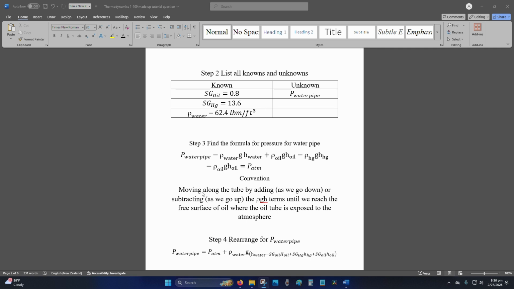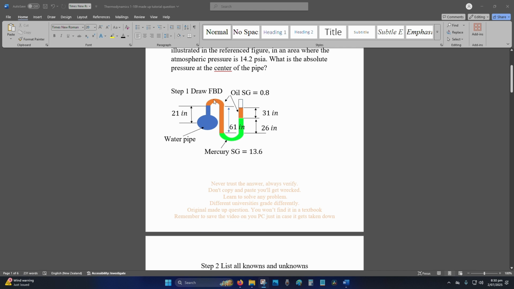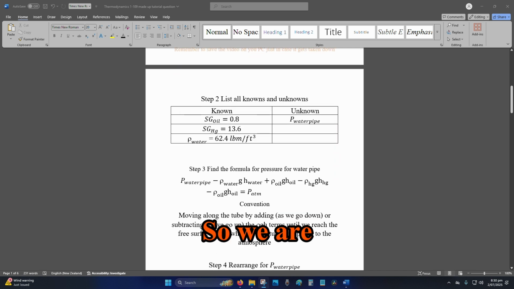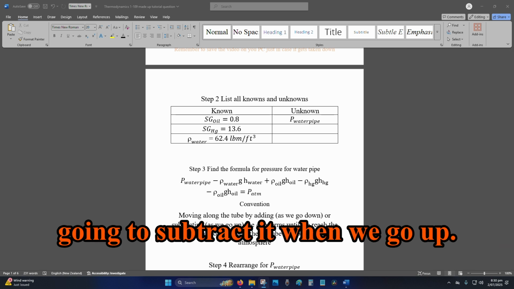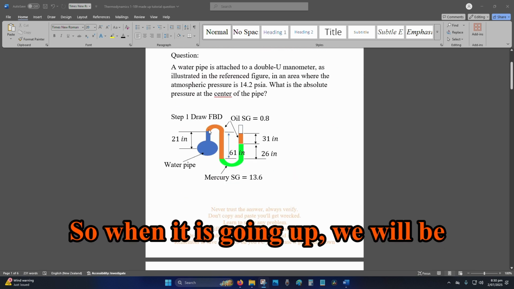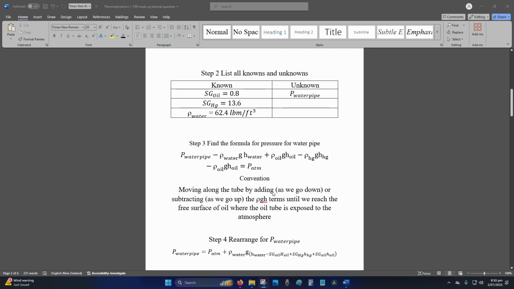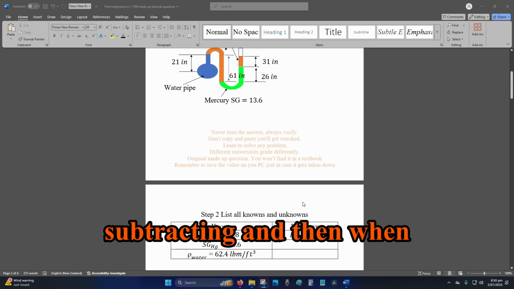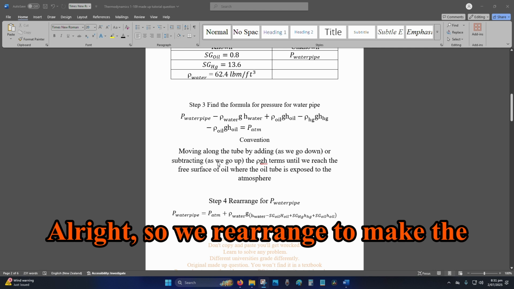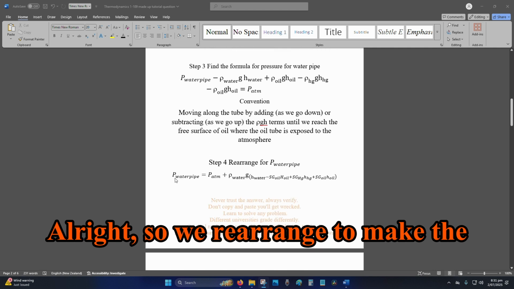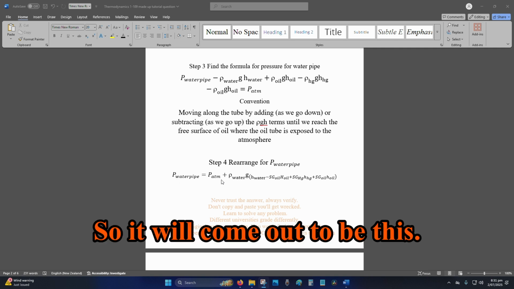Moving along. So using the convention, we're going to move along from the water pipe. We are going to add it when we go down, and we're going to subtract it when we go up. So when it is going up, we will be subtracting, and then when we go down, we are adding. Alright, so we rearrange to make the water pipe pressure the subject. So it will come out to be this.